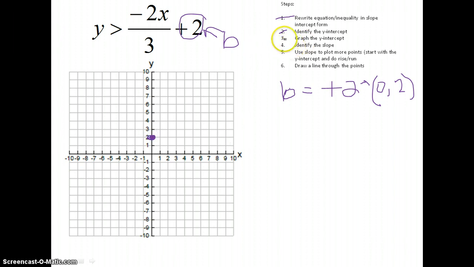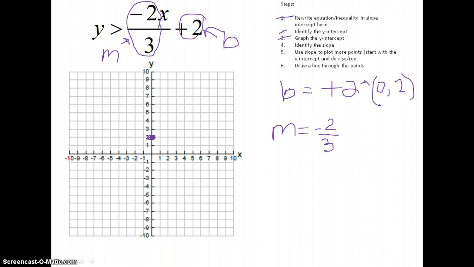Okay. The next one says identify the slope. So we need to determine what the slope is. Remember, your slope is always the number in front of x. So what's in front of x? Negative 2/3. So that is my slope. So my slope in this case is negative 2 divided by 3.